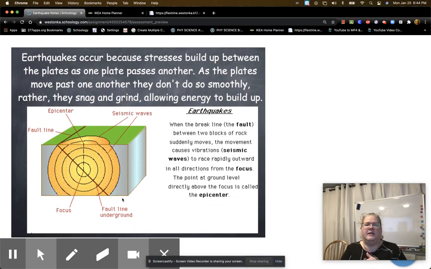All right, now let's get into more of the mechanics of the earthquake itself. Now, this is where one of those forces moves. It either slides down, it gets pushed up, or it's going side to side. And when that happens, that release of energy causes an earthquake. So earthquakes basically occur because stresses build up between the plates as one plate passes another, so side to side, up underneath it, or pulling apart. As the plates move past one another, they don't do so smoothly. Rather, they snag and grind, allowing energy to build up.